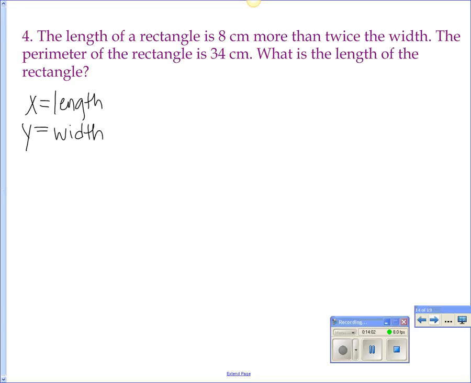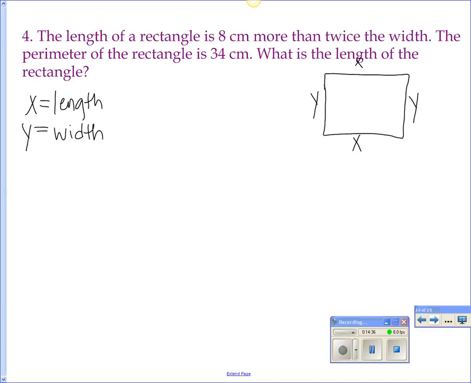I also want you to draw a rectangle on this one. Everybody do it, please. Draw a rectangle. Okay? We said X was the length, so I'm going to put an X and an X on both sides of those. Okay? We said the width was Y, so I'm going to put a Y and a Y. Okay, so that's what my picture looks like.